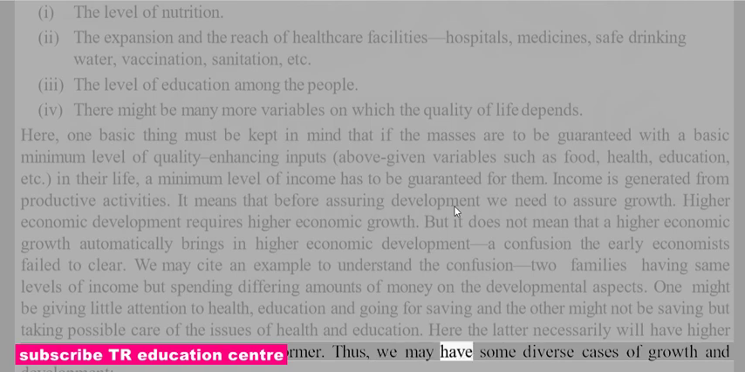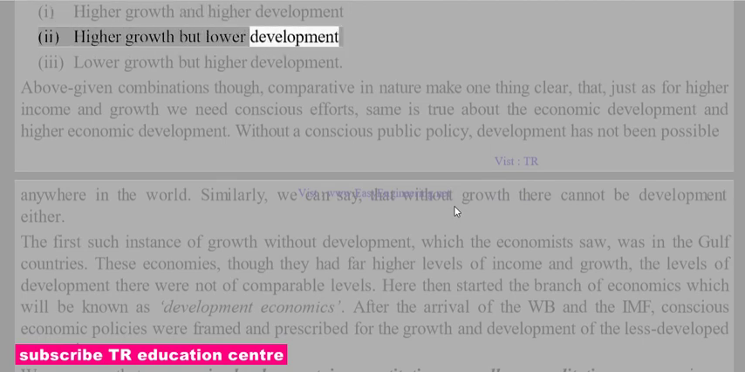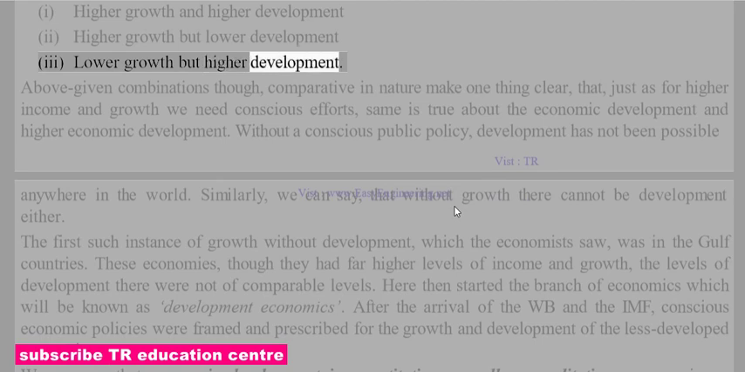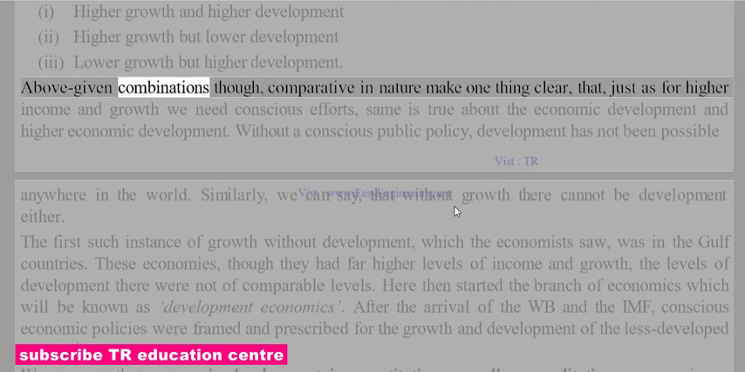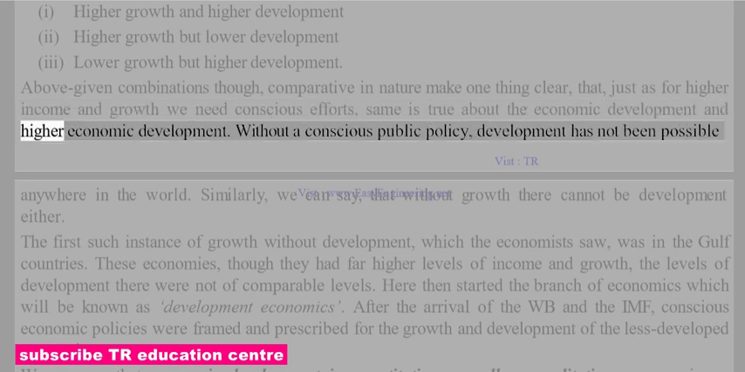Thus, we may have some diverse cases of growth and development: 1. Higher growth and higher development, 2. Higher growth but lower development, 3. Lower growth but higher development. The above given combinations, though comparative in nature, make one thing clear: just as for higher income and growth we need conscious efforts, the same is true about economic development and higher economic development. Without a conscious public policy, development has not been possible.